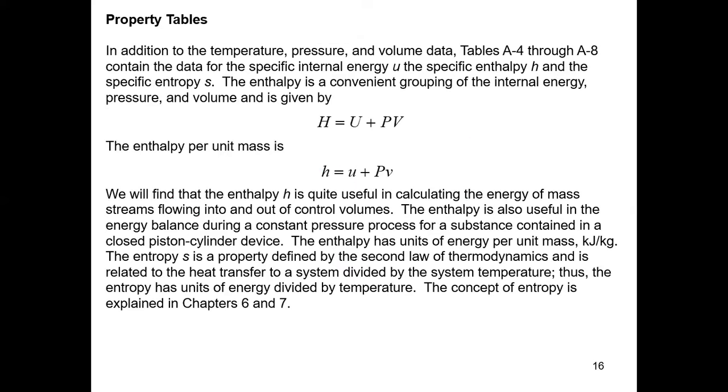In addition to temperature, pressure, and volume data, tables A4 through A8 contain data for specific internal energy, the specific enthalpy, and the specific entropy. The enthalpy is a convenient grouping of the internal energy, pressure, and volume, and is given by H is equal to U, the internal energy, plus PV. H by itself is enthalpy. For enthalpy per unit mass, divide by mass m on both sides of the equation, and you get small h is equal to small u plus P, where capital P remains constant, times small v.